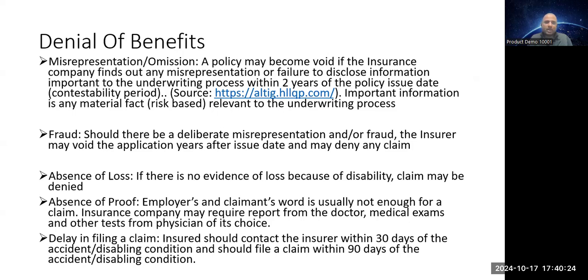All right. Delay in filing a claim. Now, as per rules and regulations, the insured is expected to get in touch with the insurance company 30 days after submitting the claim. And that is just to let the insurance company know that something is happening. After that, you've got about 90 days to submit your claim. And this is 90 days after your disability starts.